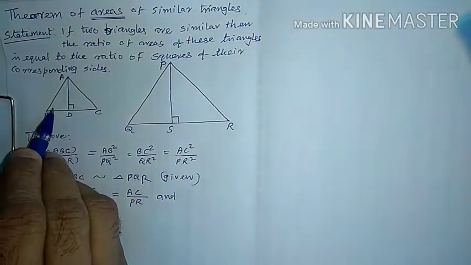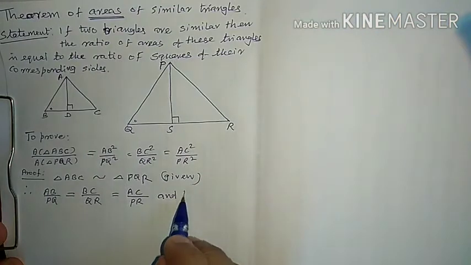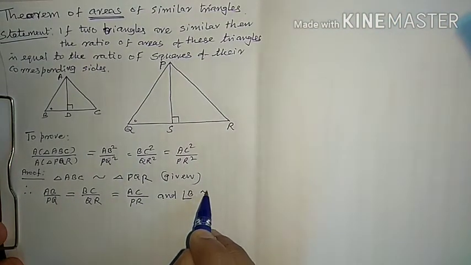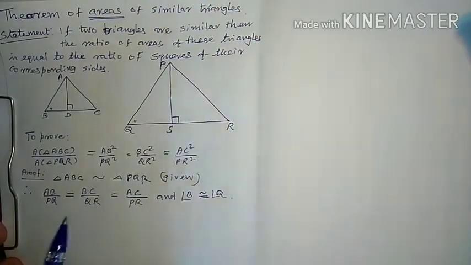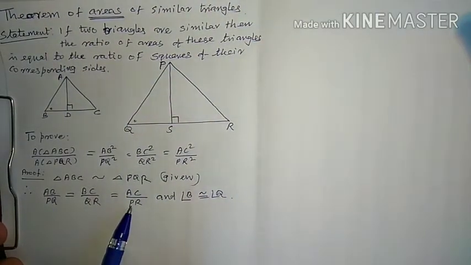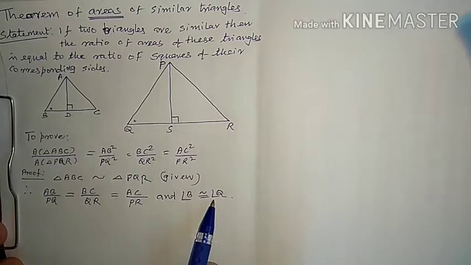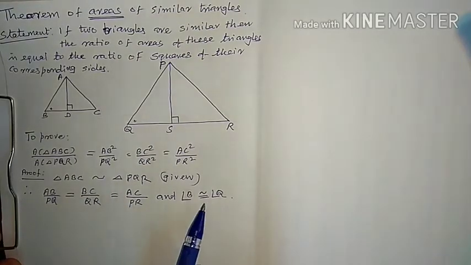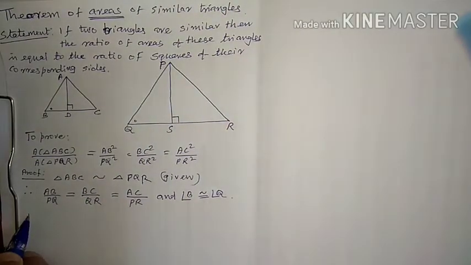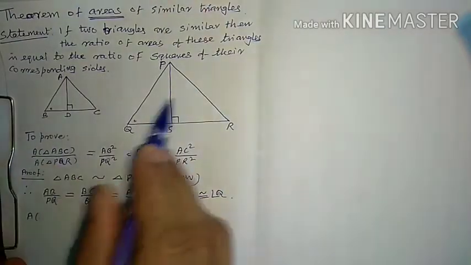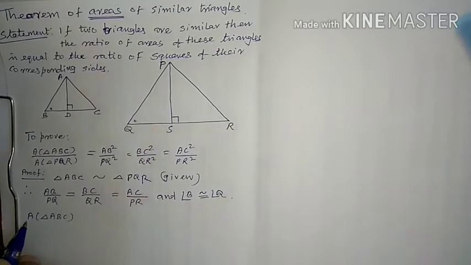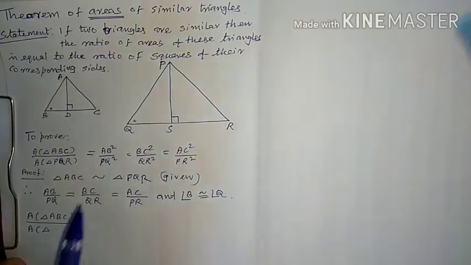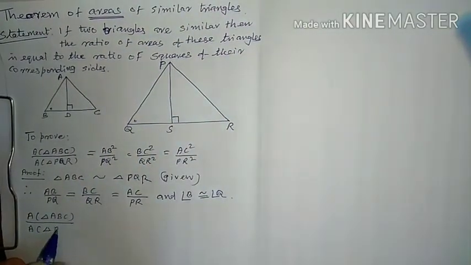And we go for the angles also. Angle B is congruent to angle Q. Triangles are similar means corresponding sides are proportional and corresponding angles are congruent. Here we take only one. Also we find out the area of this triangle: area of triangle ABC upon area of triangle PQR.